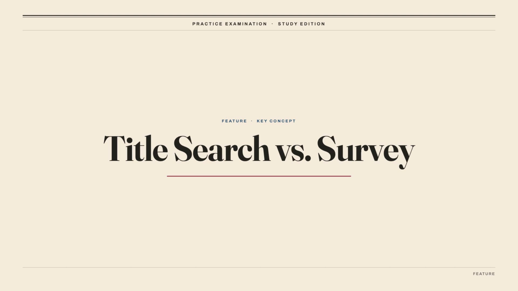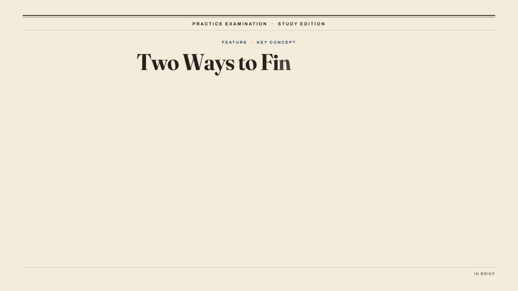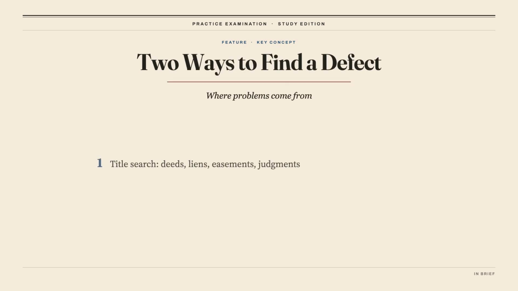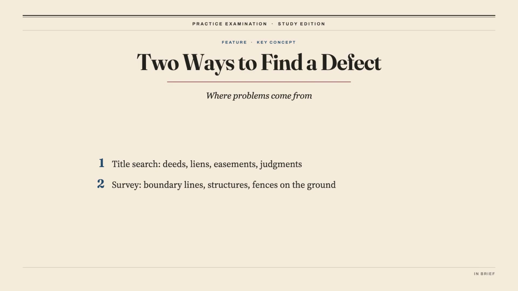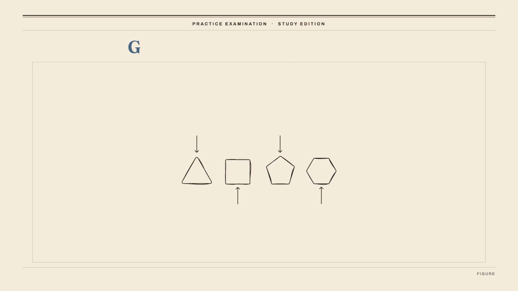A title search reads the public record. A survey reads the physical ground. A title search reads deeds, mortgages, liens, and judgments. A survey reads where boundary lines actually fall and where structures actually stand. A defect existing only on the ground, never in a document, will not surface in a title search at all.